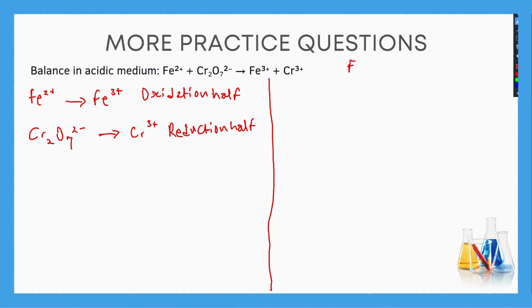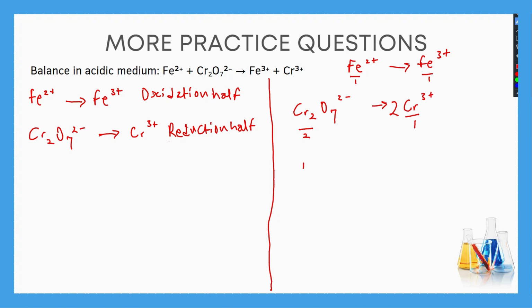For the first half, we have Fe²⁺ yielding Fe³⁺. There is no other atom apart from oxygen and hydrogen, just iron on both sides, and they are both balanced, 1 atom apiece. So the other half says Cr₂O₇²⁻ yielding Cr³⁺. On this first side, we have 2 atoms of chromium. On this other side, however, we have just 1 atom of chromium. So that means we need to put a coefficient of 2 over here to balance chromium.